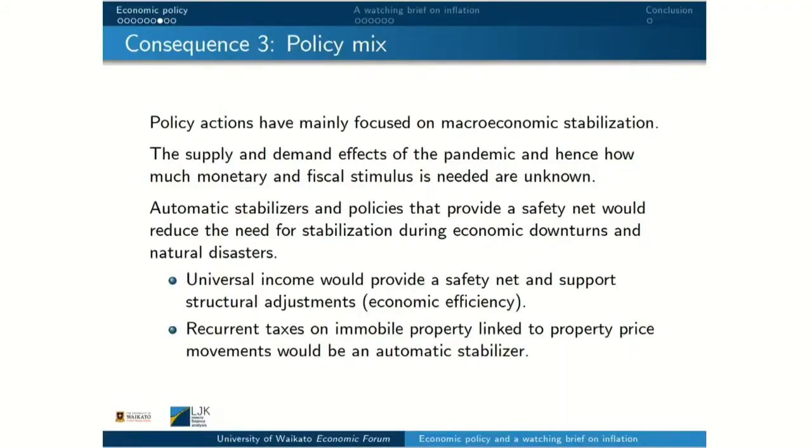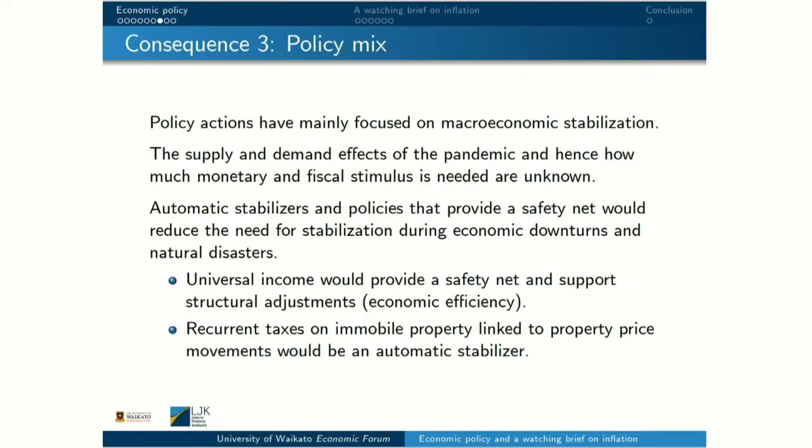The third consequence I would like to talk about is policy mix. Most of the policy actions or responses to the COVID-19 pandemic have focused on macroeconomic stabilization. But we don't currently know how large the supply and demand effects of the pandemic are, and as a result, what monetary and fiscal stimulus is needed, or in fact is effective.